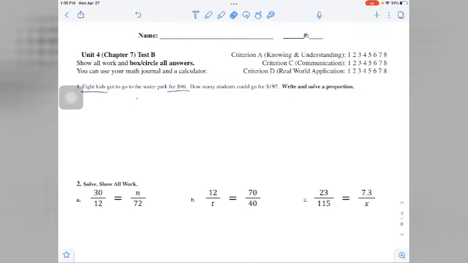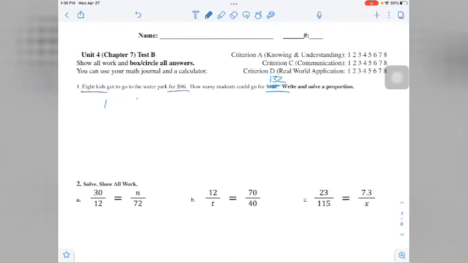So after I gave out this quiz, I rewrote the problem. And this problem says 8 kids got to go to the water park for $96. How many can go for $192? But the original problem, the one that you guys all took a quiz on, actually says $132. So it says 8 kids got to go to the water park for $96. How many could go for $132?